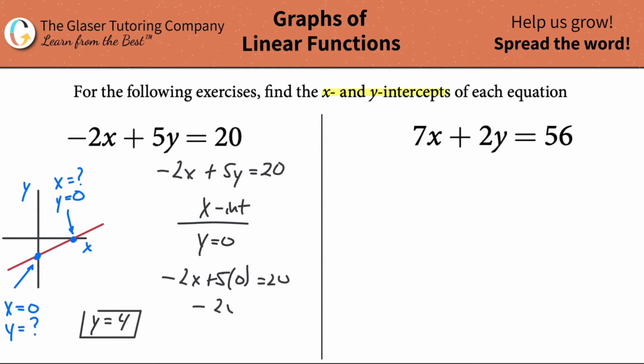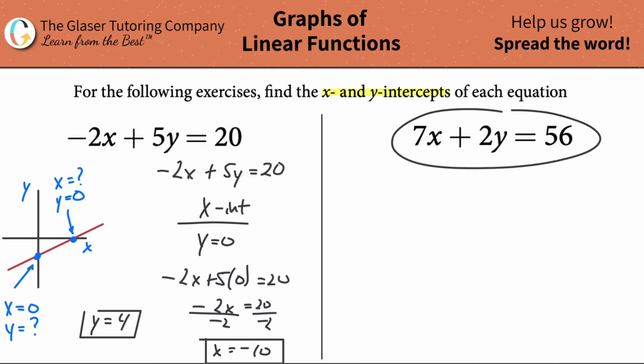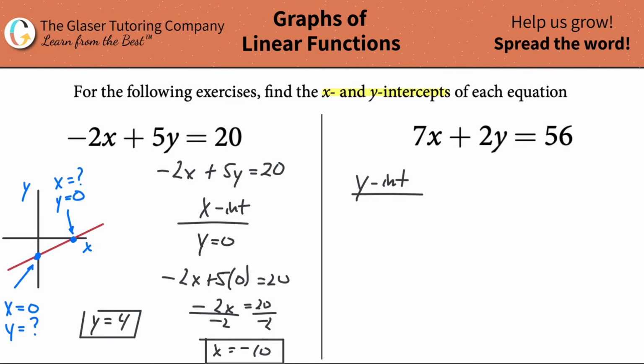So -2x is going to be equal to 20. Divide both sides by -2, and we realize that x is going to be equal to -10. There indeed is the x-intercept. It's literally that straightforward. Watch how fast we're going to fly through the second example. I'm going to first find the y-intercept. It doesn't matter, you can do the x first.